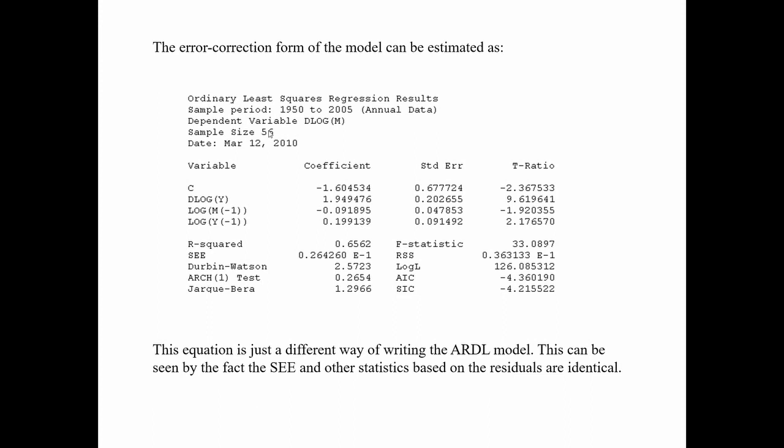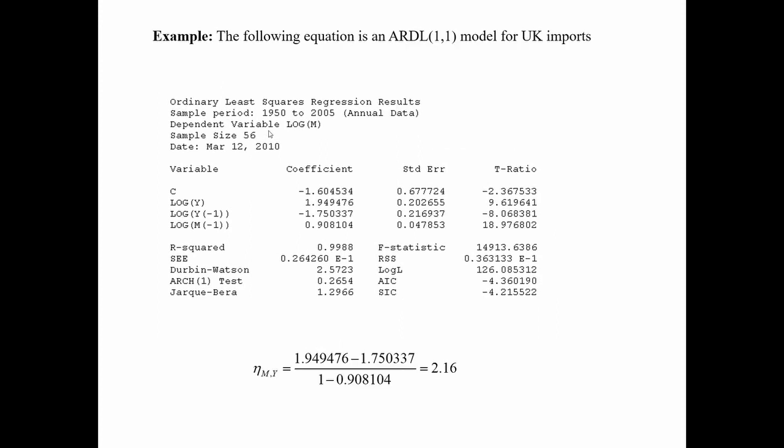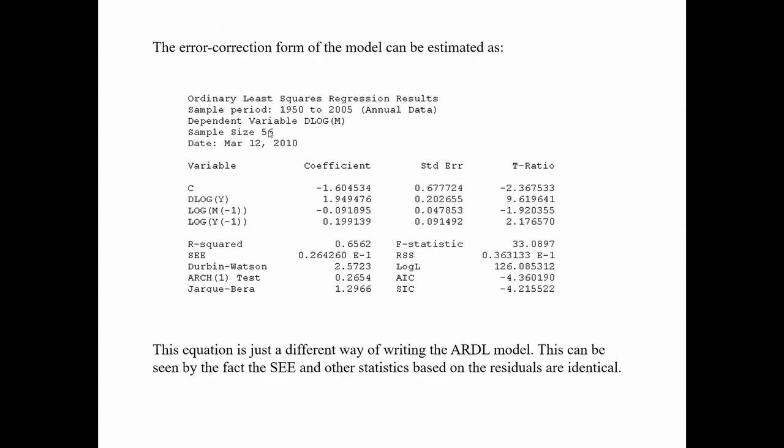In fact, this is actually quite high explanatory power for an equation where we're trying to explain the difference in a variable, because we've taken out the trend from the data. You can actually see that this is the identical equation. If you compare the standard error of the regression and the Durbin-Watson statistic, they're exactly the same in these two versions of the model.